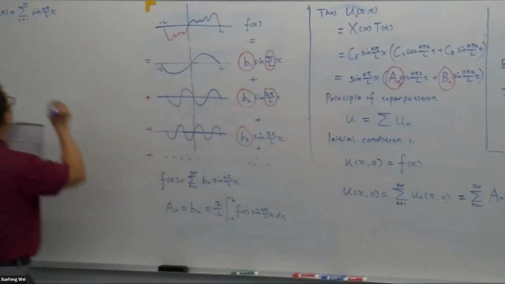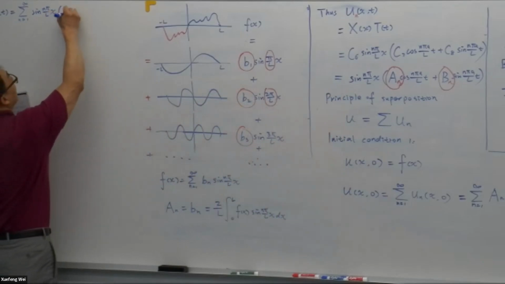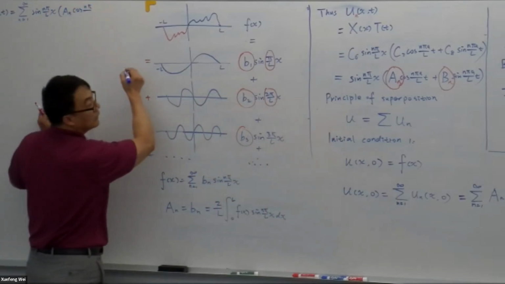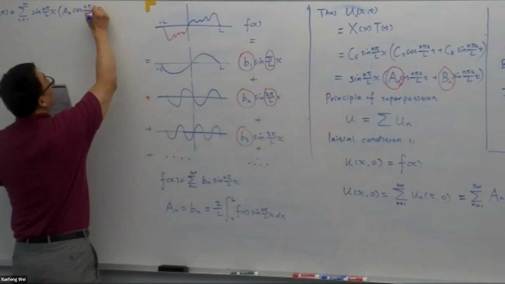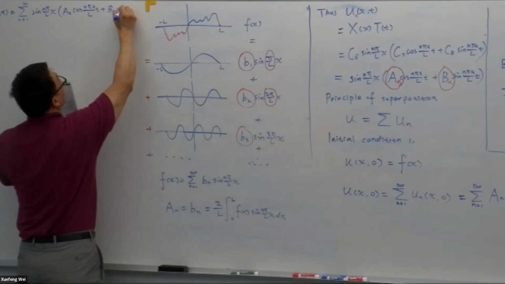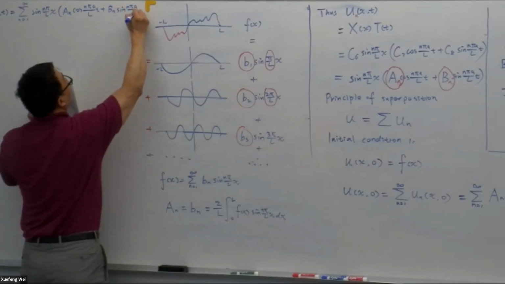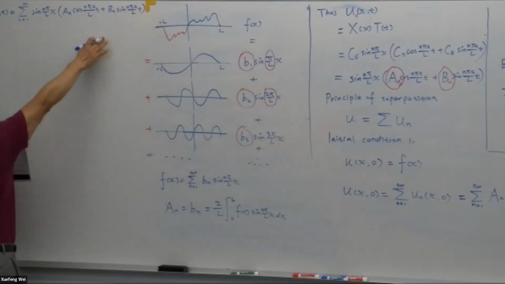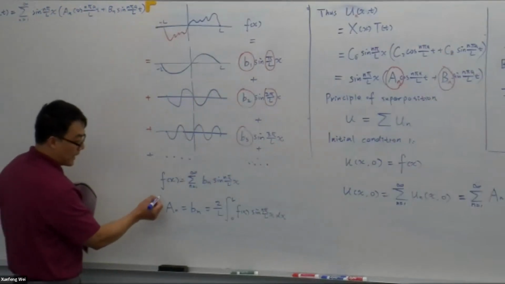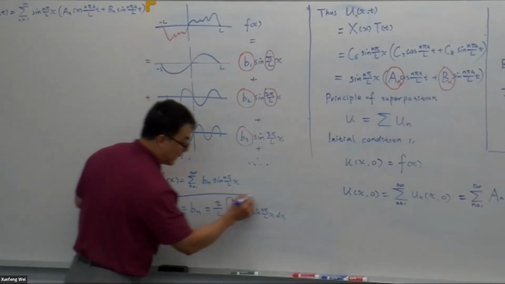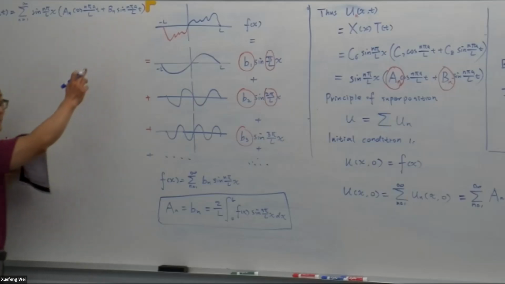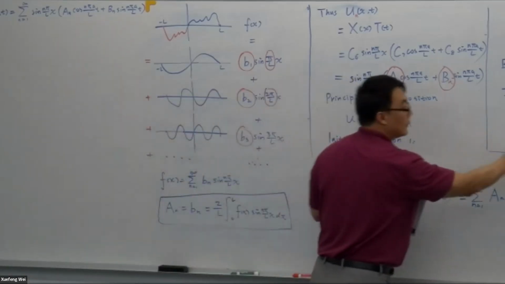This and this together is going to be a_n cosine(n pi a over L t) plus b_n sine(n pi a over L t). That's actually our solution. Okay, now we determined a_n, it is this. We need to determine b_n, and then we have one more initial condition.